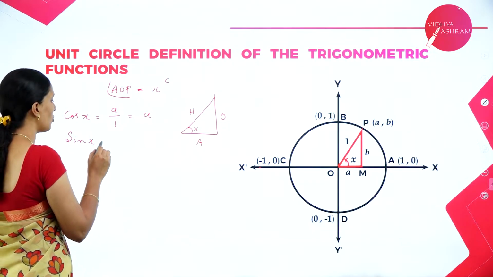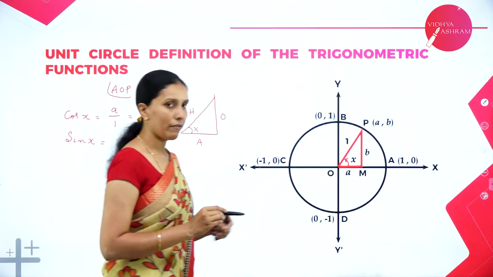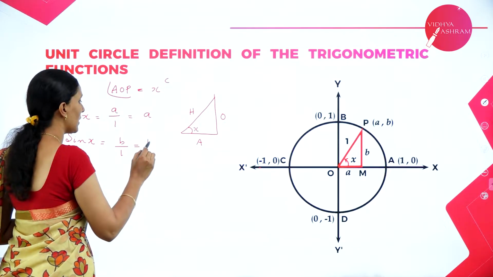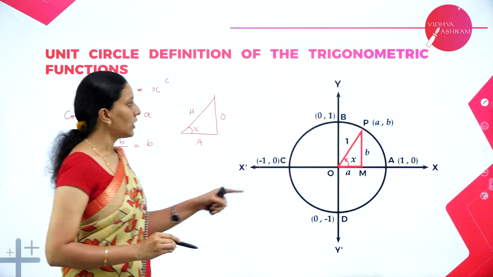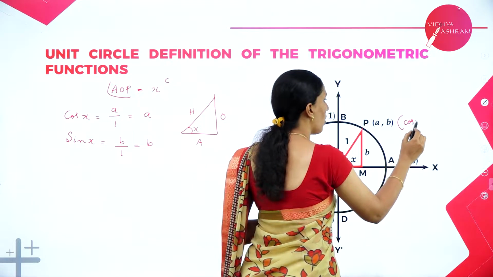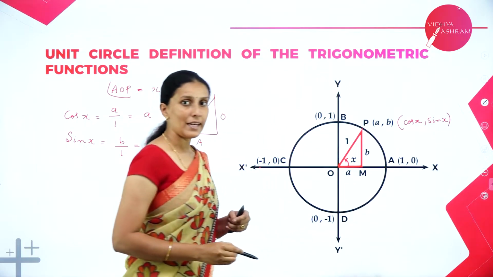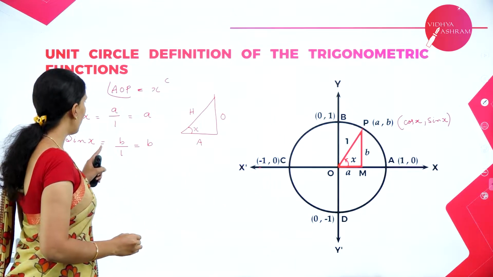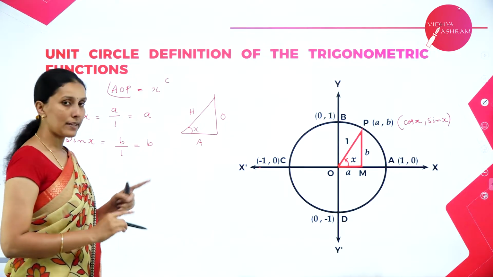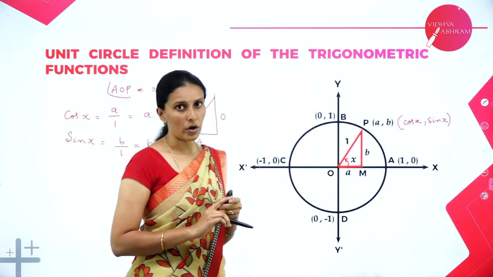Similarly, we will take sin x. Sin x is the ratio of opposite side by hypotenuse. So therefore, it is B by 1, so therefore it is equal to B. Hence, the point A, B can also be written in the form of cos x, sin x for any angle x. So therefore, you can clearly see we have got cos x is equal to A, sin x is equal to B, which is the x coordinate as well as y coordinate.